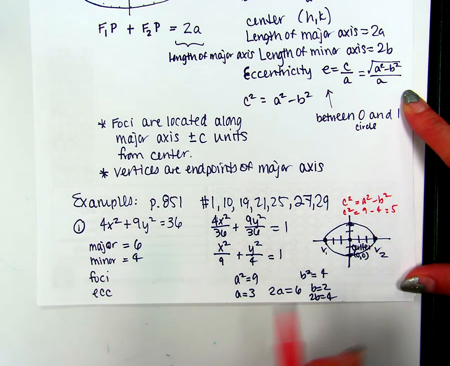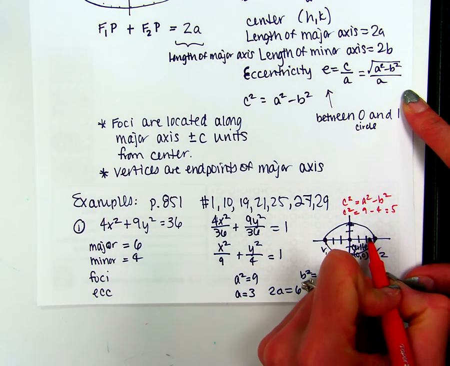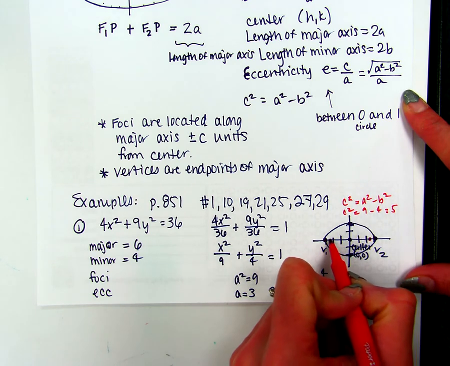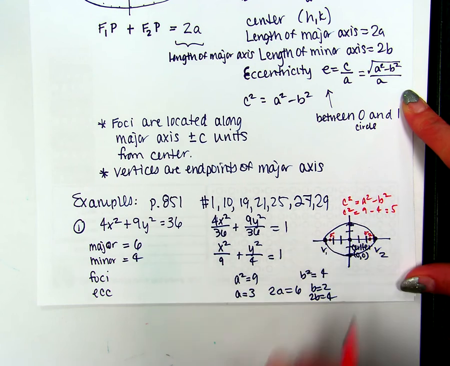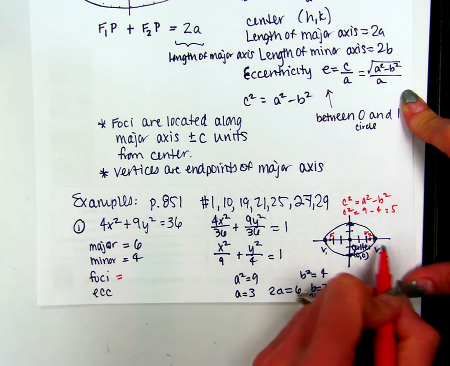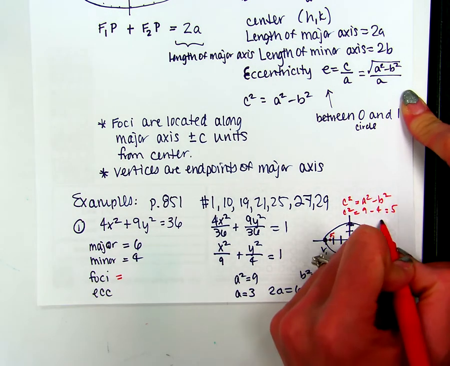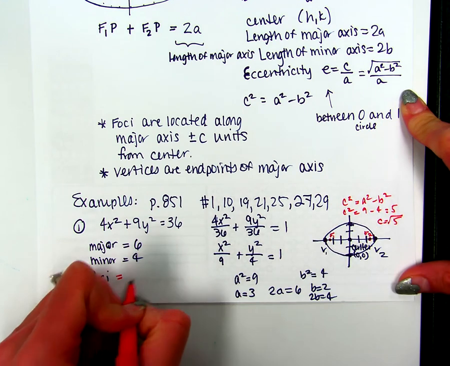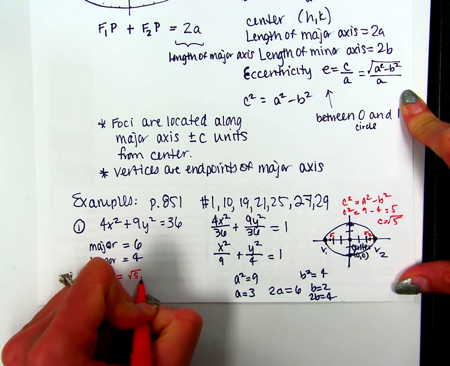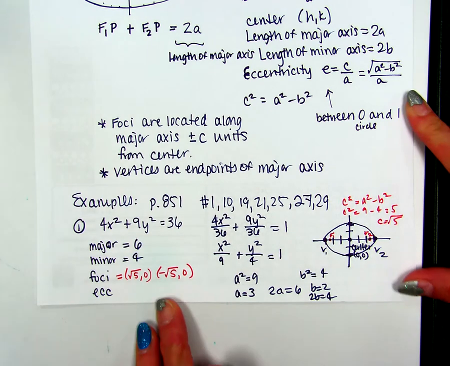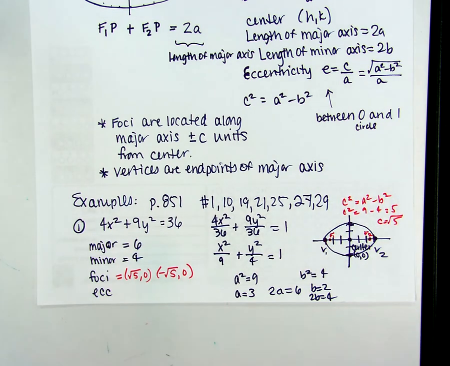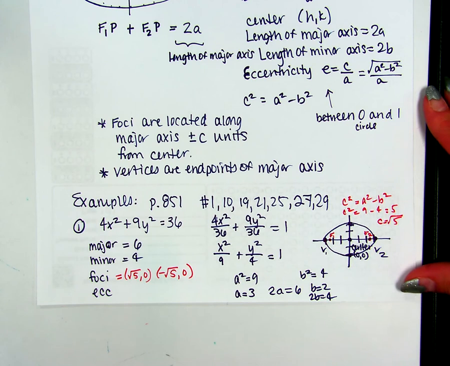And square root of 5 is a little more than 2, so it'll be right there, and right there. So there's my focal point 1. It doesn't really matter which one's 1 and 2. So my foci are located at square root of 5, comma 0, and negative square root of 5, comma 0. All right, and then I think that's all it asks you for.